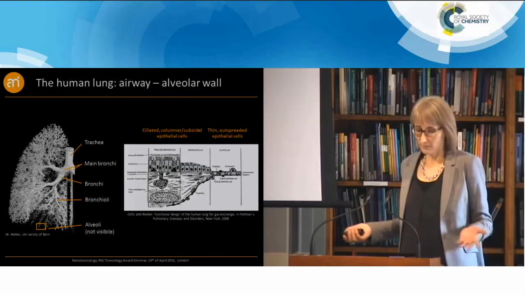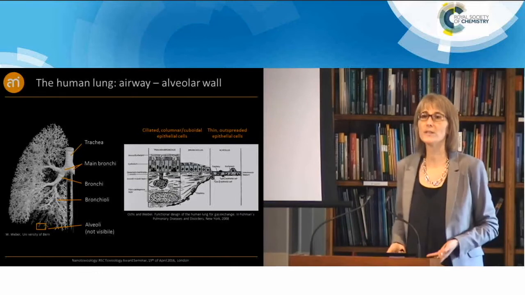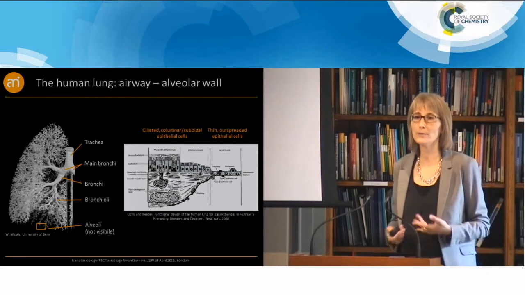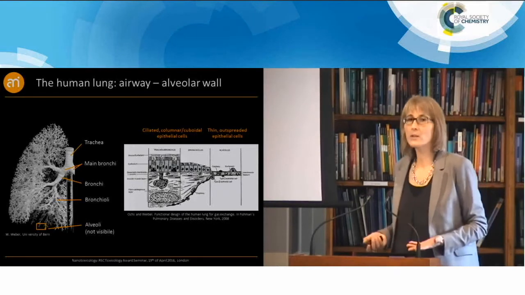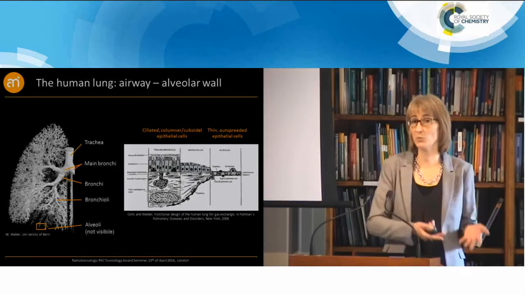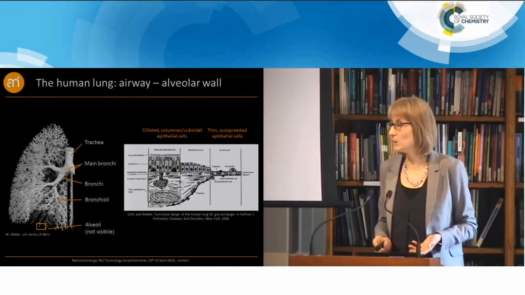So this already tells you that it's not so simple to just design one cell model if you aim to look at the lung structure, but depending on the question and also depending on what the resources are, you need different cell models.